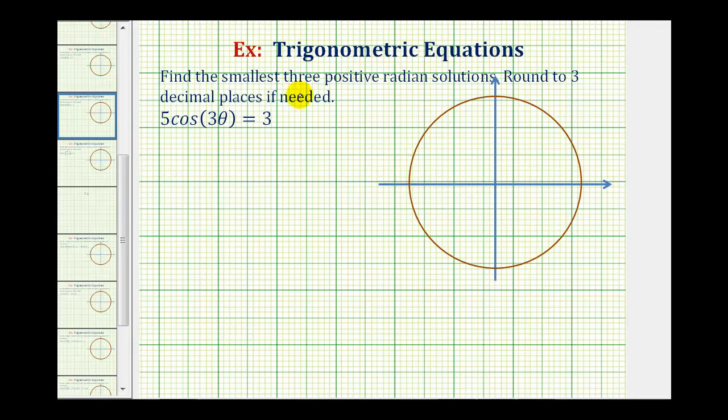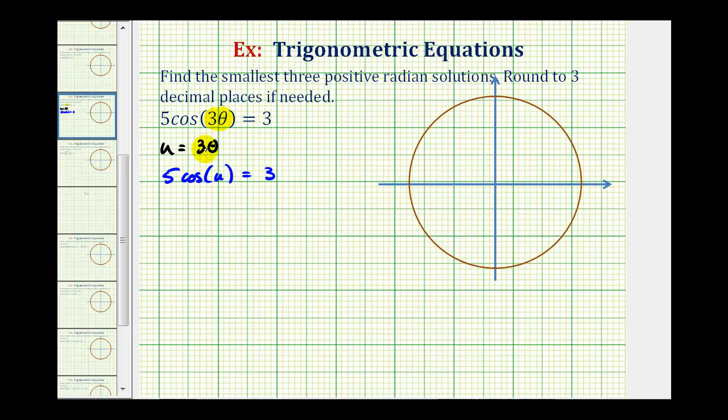We want to find the smallest three positive radian solutions to 5 cosine 3 theta equals 3. Notice how we have a triple angle in our equation. So what we'll do to start with is perform a substitution for 3 theta. Let's let u equal 3 theta so we can solve the equation 5 cosine u equals 3. And then once we find the solutions for u, we'll come back and find theta.